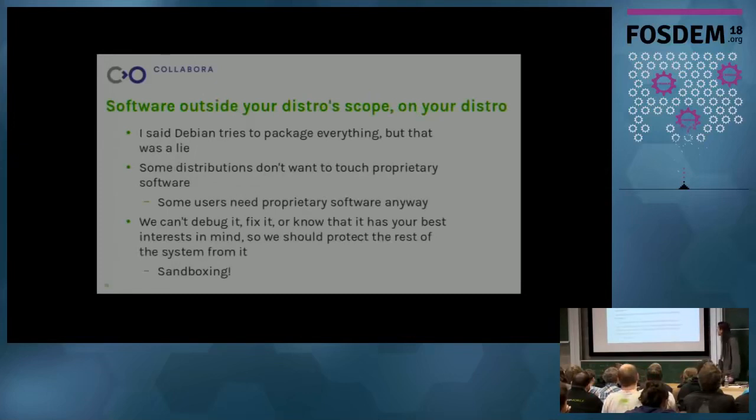So I said a couple of slides ago that Debian tries to package everything, apart from that whole free software thing. So some distributions very much want to steer clear of proprietary software, but we kind of have to acknowledge that our users want it. And ideally, we should be mitigating that and protecting the rest of the system from deficiencies in the software that we can't fix. Hey, wait, we have sandboxing. Good idea, right?